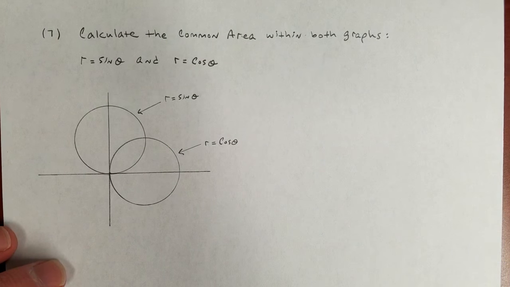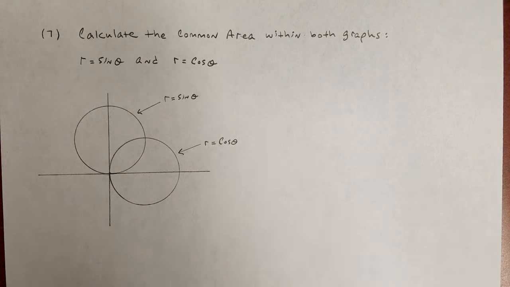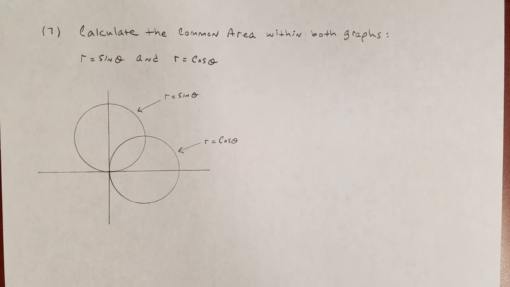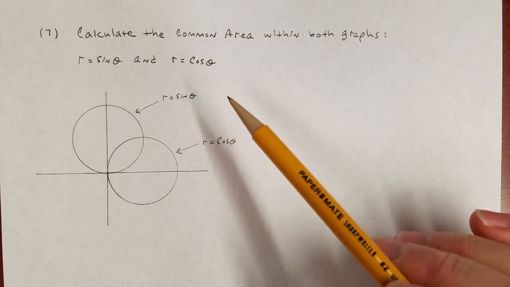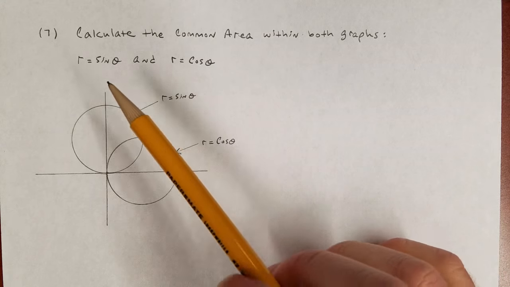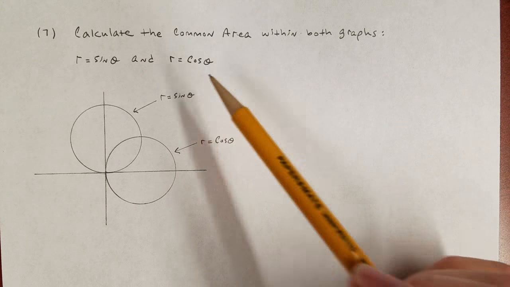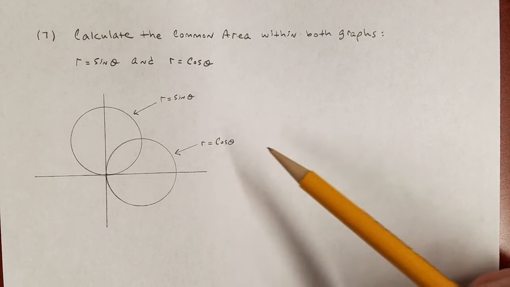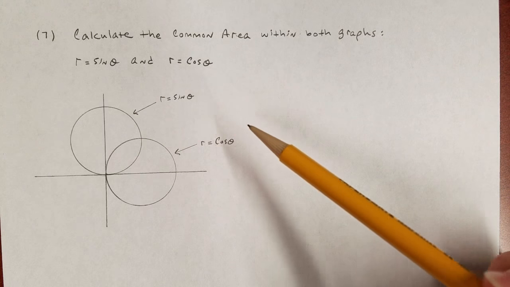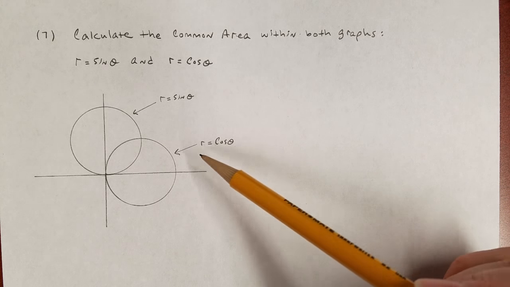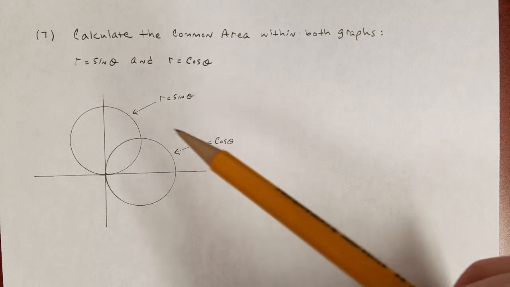So here's what would be question, at least at this time. This would be question 7 from the lesson, and it says as follows: calculate the common area within both graphs, r is sine theta and r is cosine theta. So there's what they both look like. They're both circles of radius 1/2. We were just looking at this one, in fact.